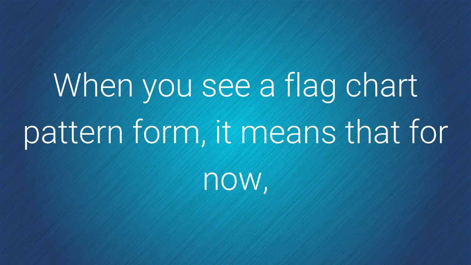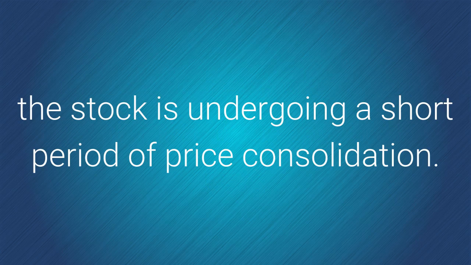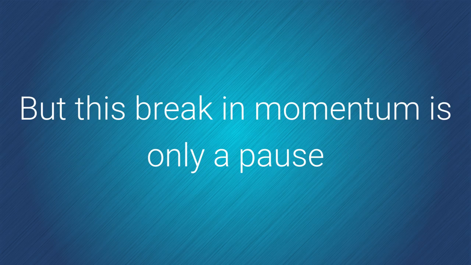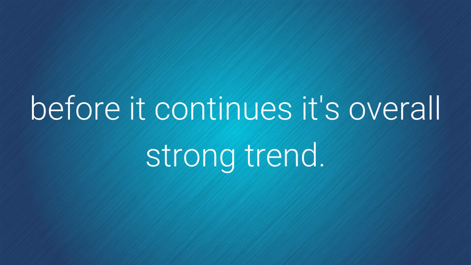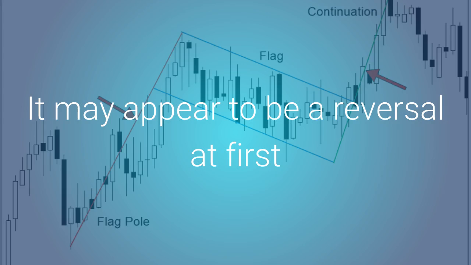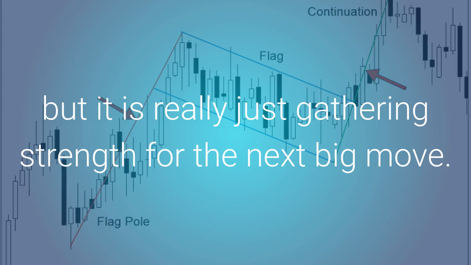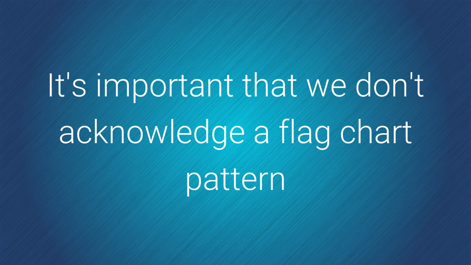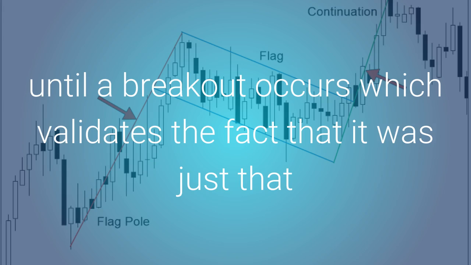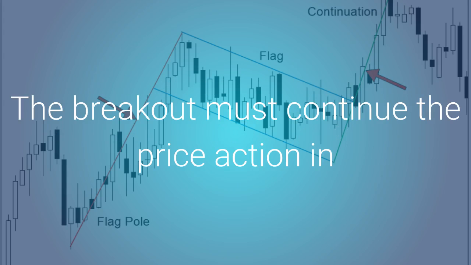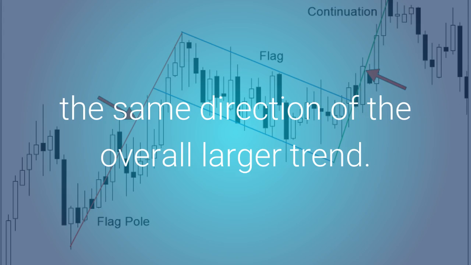When you see a flag chart pattern form, it means that for now, the stock is undergoing a short period of price consolidation. But this break in momentum is only a pause before it continues its overall strong trend. It may appear to be a reversal at first, but it is really just gathering strength for the next big move. It's important that we don't acknowledge a flag chart pattern until a breakout occurs, which validates the fact that it was just that and not a reversal. The breakout must continue the price action in the same direction of the overall larger trend.